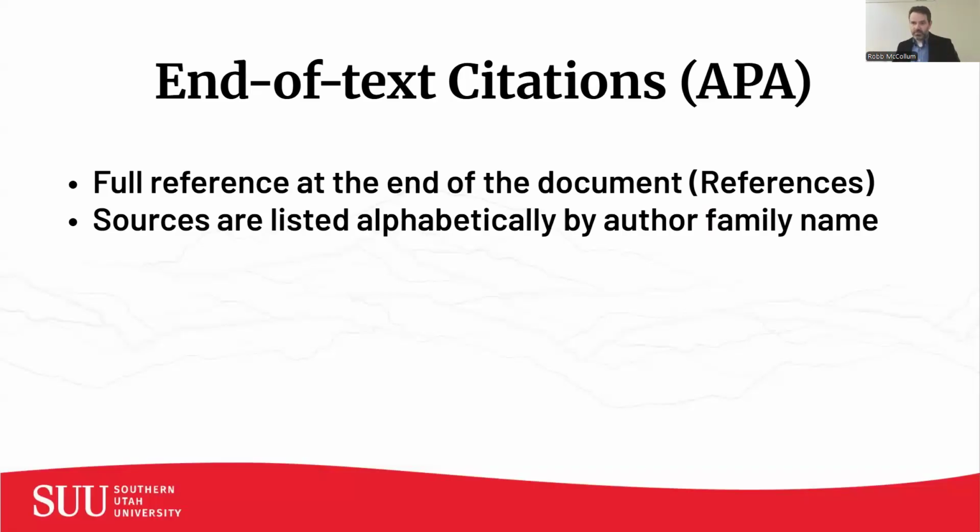Now, items in the reference page for a typical APA referencing page list the sources alphabetically by author's family name. So A last names come before W ones. There are other citation styles that might list things in the order that they appeared in the text, such as footnotes, but that's not typical for APA style.